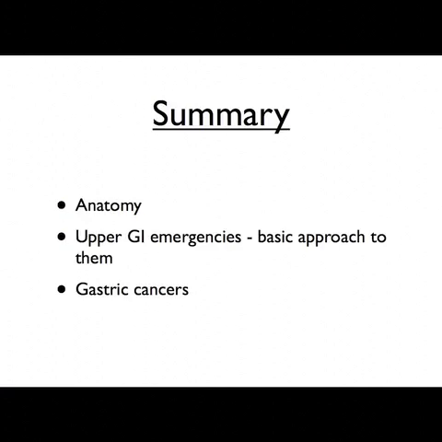So, that basically completes this podcast. We've looked a little bit at the anatomy of the stomach, in particular the rather complex blood supply. We've looked at 2 upper GI emergencies. You should have a basic approach to these, know what to say, have a basic idea about resuscitation, particularly in terms of fluids, and how you proceed to OGD. And we've looked at gastric cancers following our usual approach.